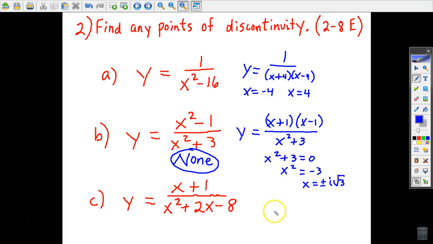All right, and then this final example C, the numerator obviously doesn't factor, but the denominator does, as x plus 4 times x minus 2. Look at the denominator. There are 2 points of discontinuity. x is -4 and x is +2. So I've given you some samples of what you're going to do on problems 2 through 8 even.